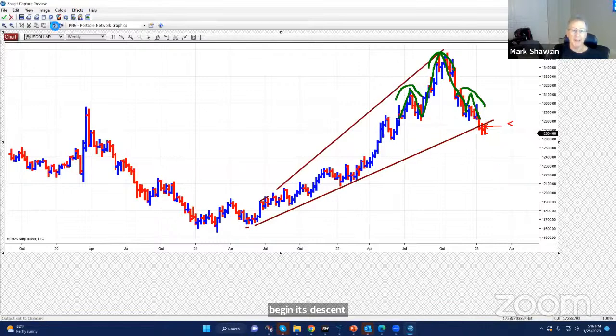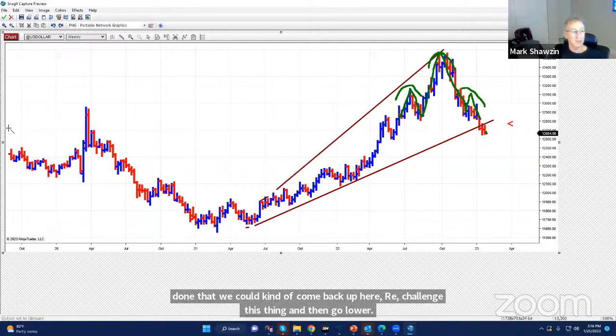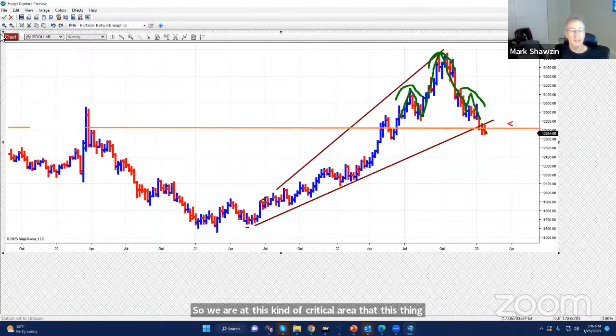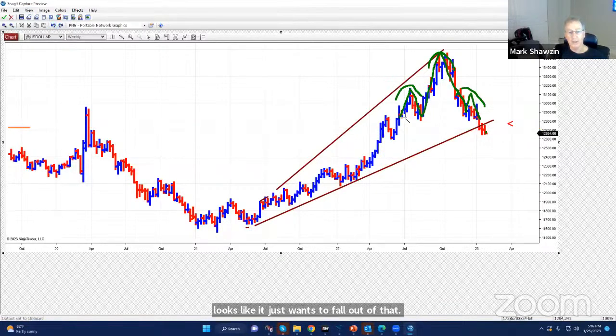Now, it's possible that, when things break out, they can re-challenge, although it kind of looks like it's done that. We could come back up here and re-challenge this thing and then go lower. So we are at this kind of critical area, but this thing looks like it just wants to fall out of bed. It looks good to go on the downside.